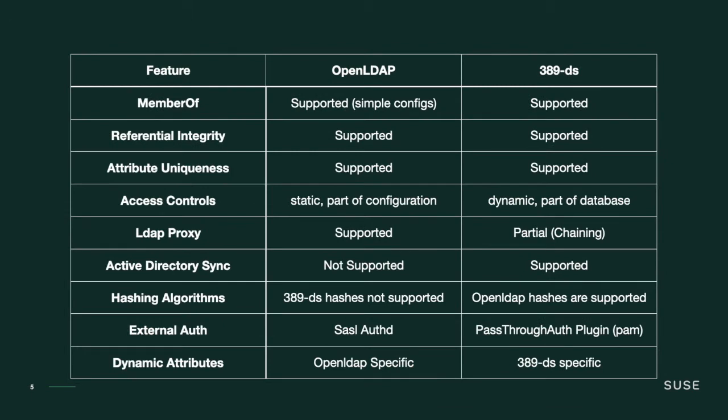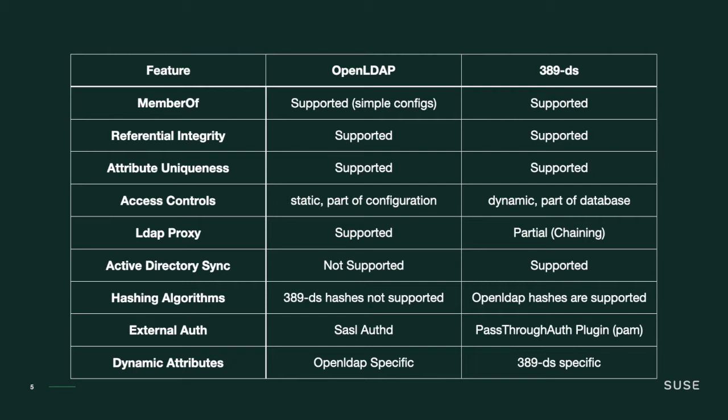Plugins are very, very similar. For example, things like MemberOf, referential integrity, and attribute uniqueness are all supported between OpenLDAP and 389. There are differences between these, of course, in the way that they are configured and some of the more advanced use cases that may exist between them. But for the majority of use cases, all of these are supported.